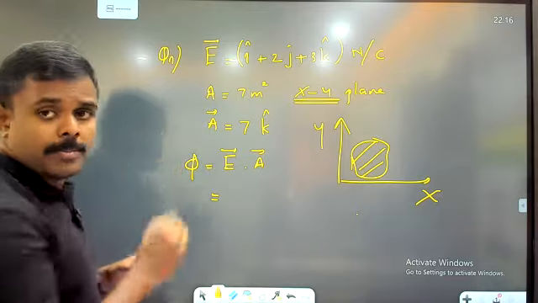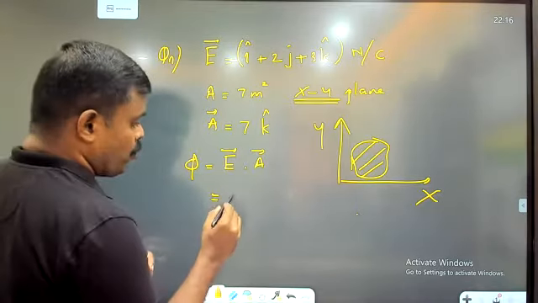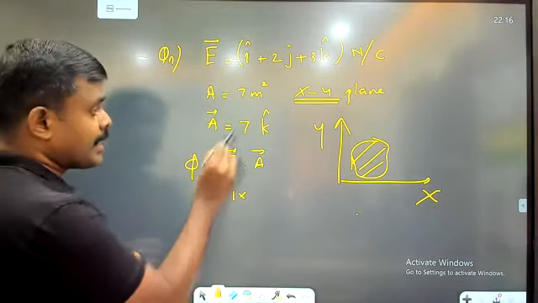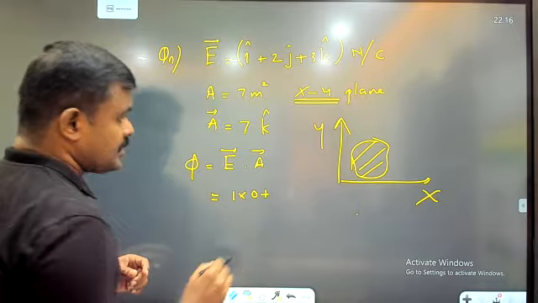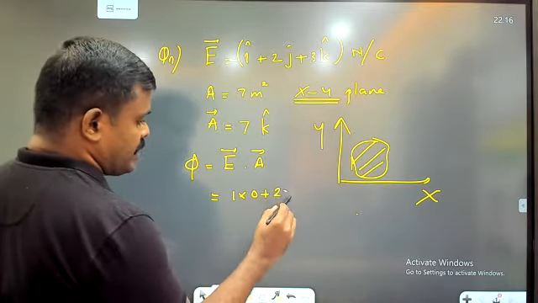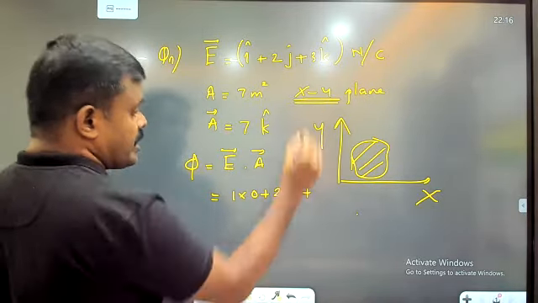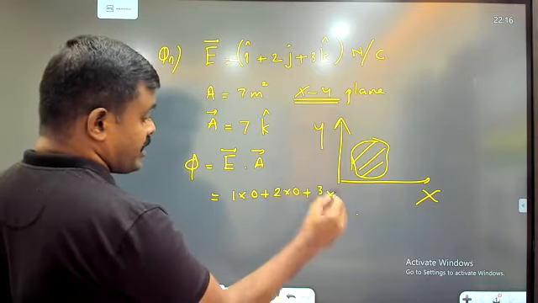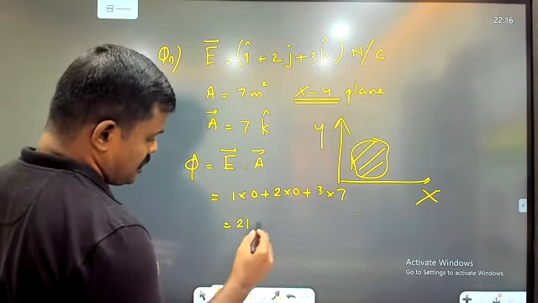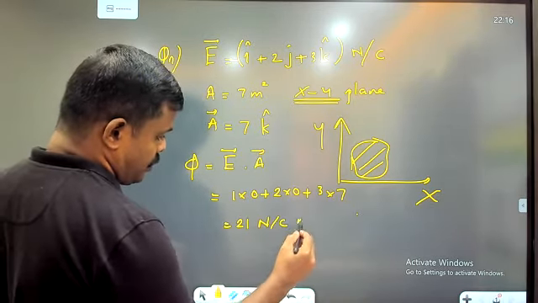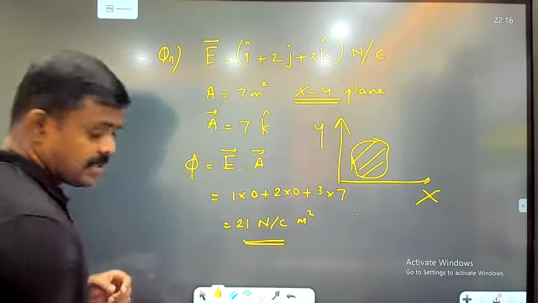I components are to be multiplied. I component here 1i, correct? I component here 0i, plus j component here 2j, j component here 0j, k component here 3k, k component here 7. So answer is 21 Newton per coulomb into meter square. That will be the flux. This is a previous question.